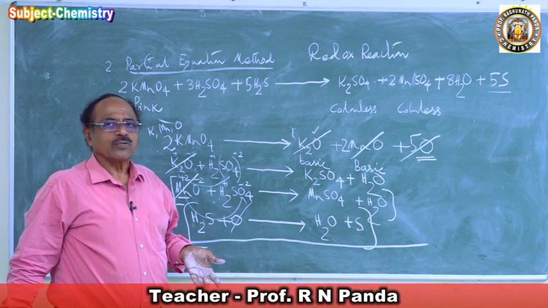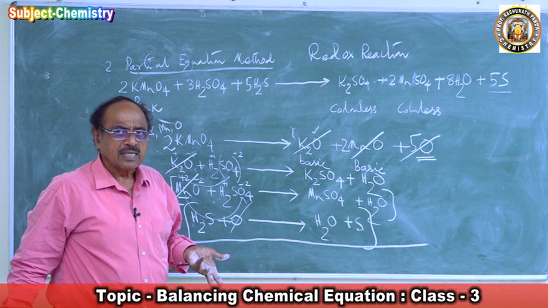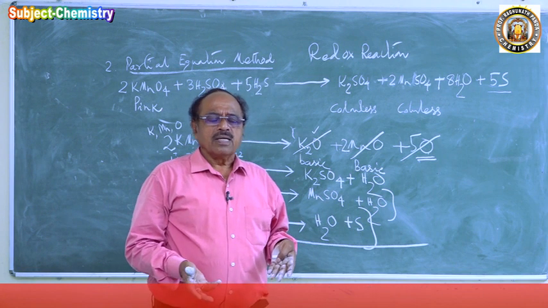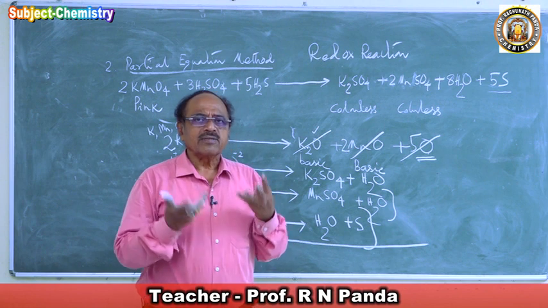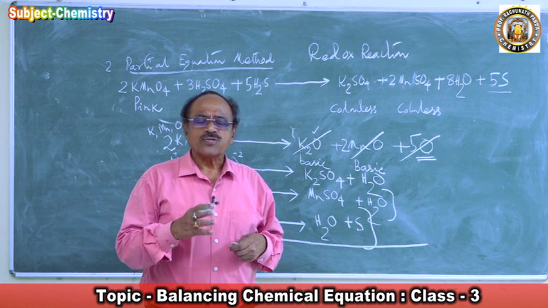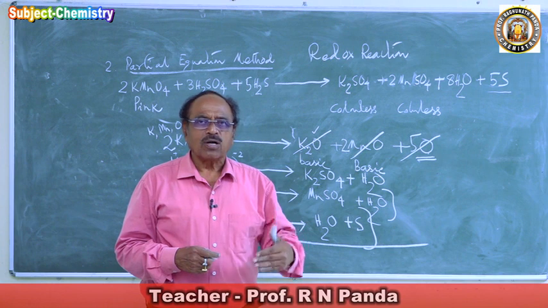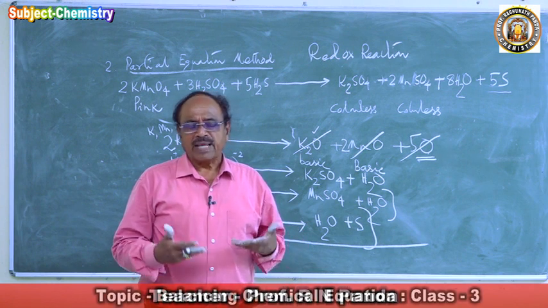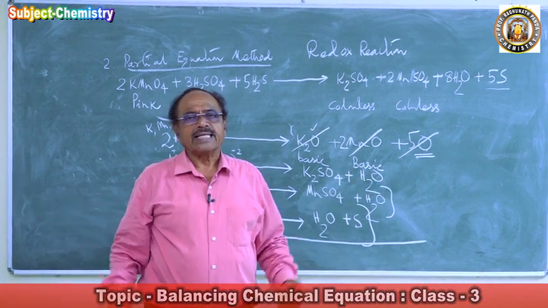Then how to balance? We cannot balance it by hit and trial method easily. It becomes very, very difficult. Why? Potassium permanganate will react to give products, then H2S will react, then the total thing will react. So the reaction is going on in a stepwise manner. Hence we have to balance it by the stepwise method, that is called the partial equation method. Means every equation we are balancing, and at last we are adding them.